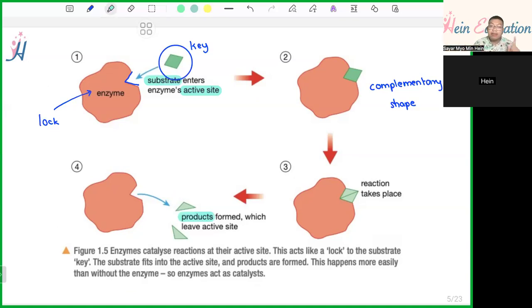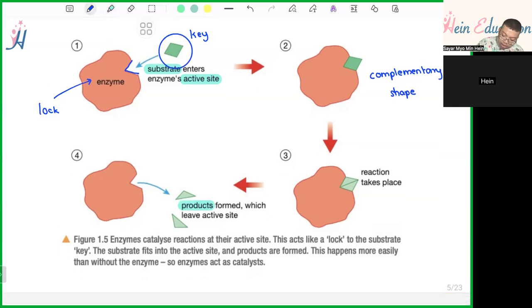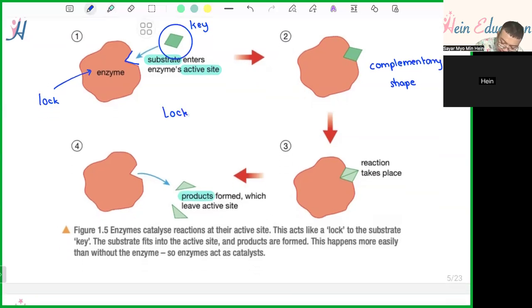I'll repeat one more time. This is a very important concept, the lock and key theory, or lock and key model. The enzyme is like a lock, and it has a specific place where the key can enter. There is an active site, and the substrate will come and bind to the enzyme, which has a complementary shape. Then a reaction takes place, and after the reaction, products are formed. So this is the process of the lock and key model.